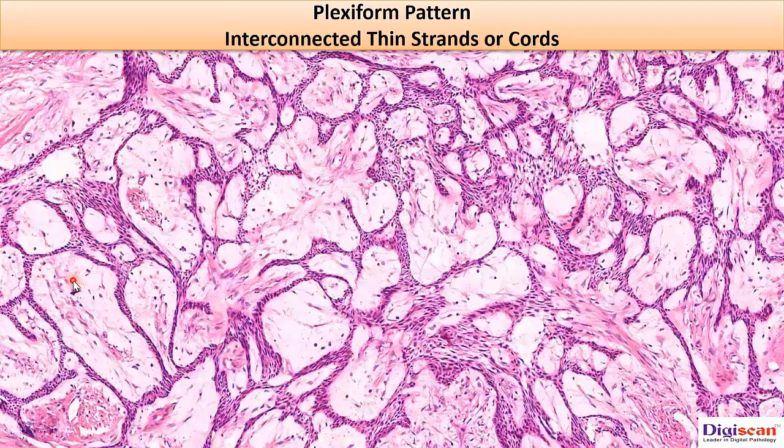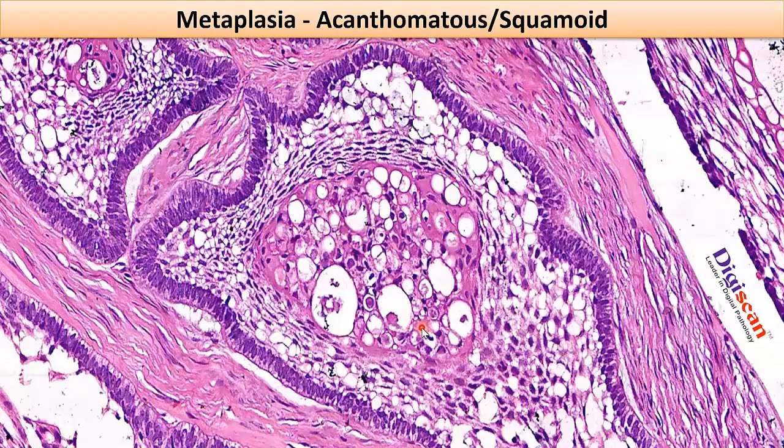Then you will come across the term of plexiform pattern. Plexiform is when there are interconnected thin strands or cords of tumor cells. As we see here, the tumor cells are forming thin cords with a lot of mesenchymal tissue in between. So this is a plexiform pattern of growth. And again, this is also seen more commonly in ameloblastomas.